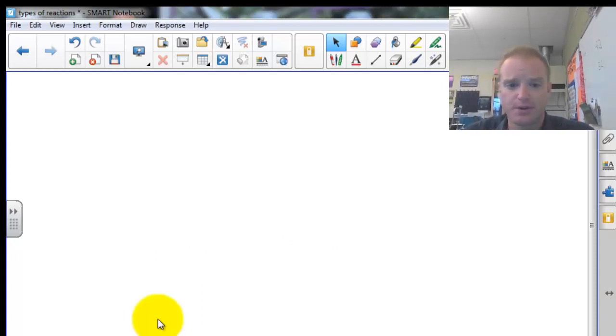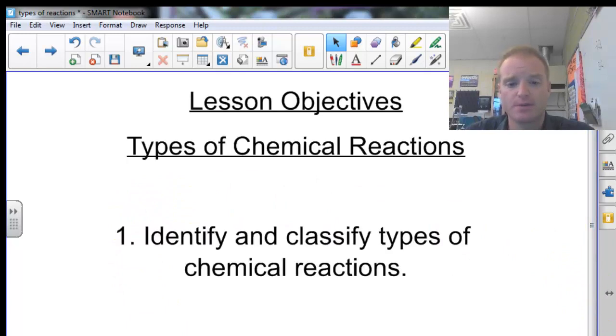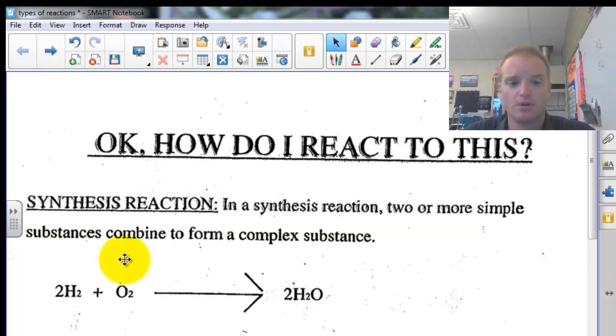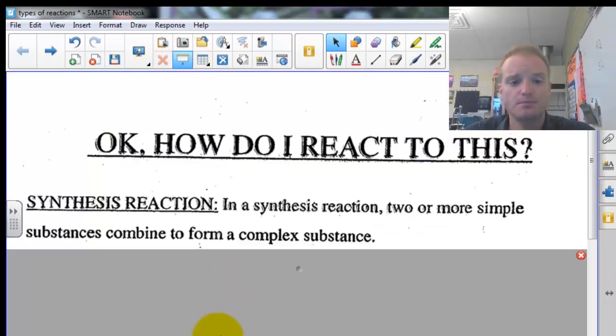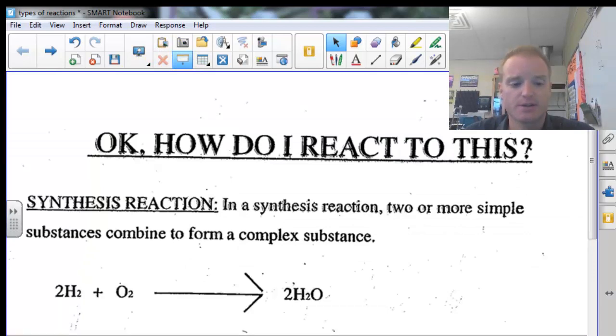Our first type of chemical reaction is a synthesis reaction. In a synthesis reaction, we have two or more substances combined to form a complex substance. So in our example, we have 2H2 plus O2, and through that reaction arrow, which means a reaction is taking place, we get 2H2O. So our smaller individual molecules are combining into a bigger molecule.